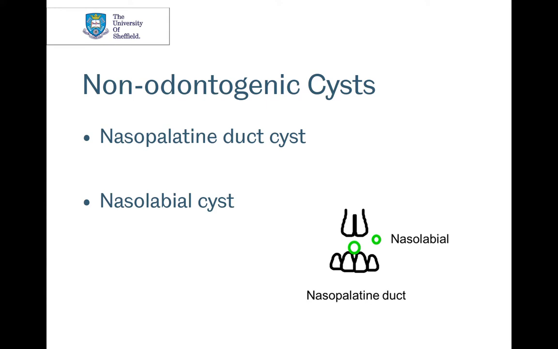So we're going to go back a little bit to some embryology so that we can understand where these cysts come from. The nasopalatine duct cyst occurs in the midline of the anterior part of the palate, and the nasolabial cyst occurs in soft tissue of the face adjacent to the nose.